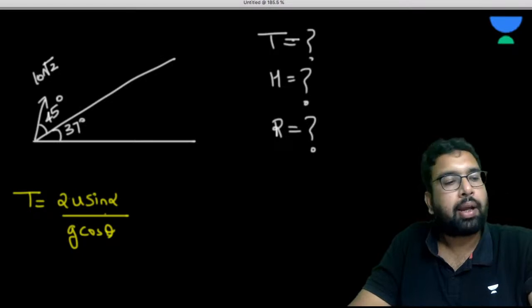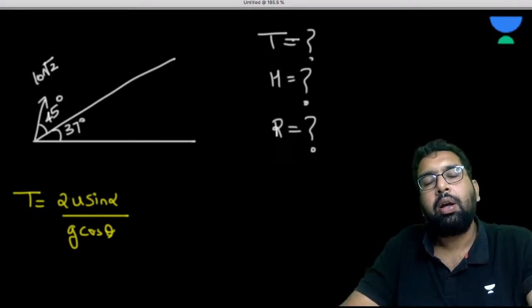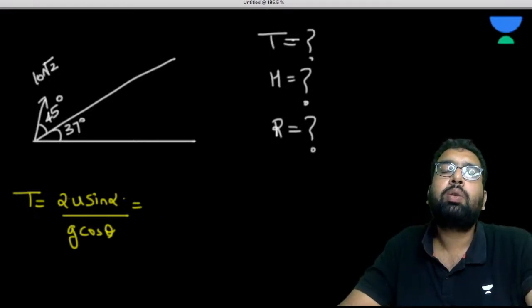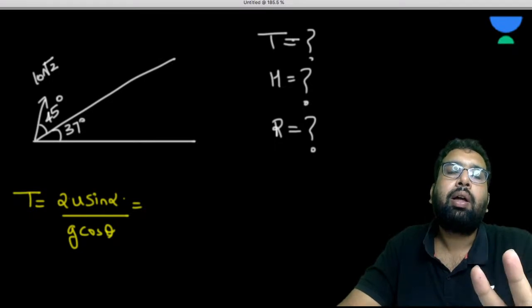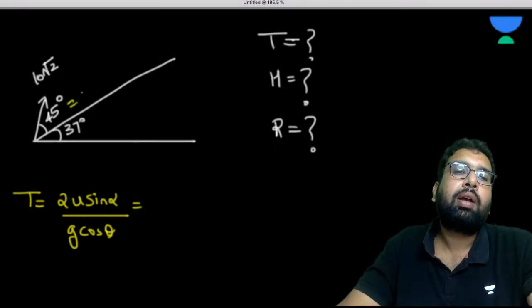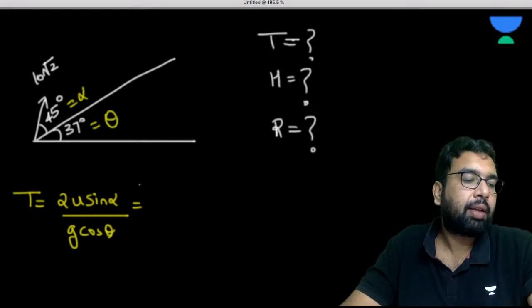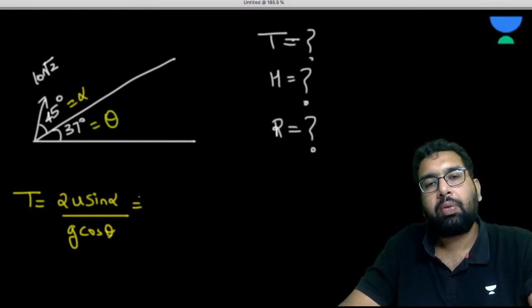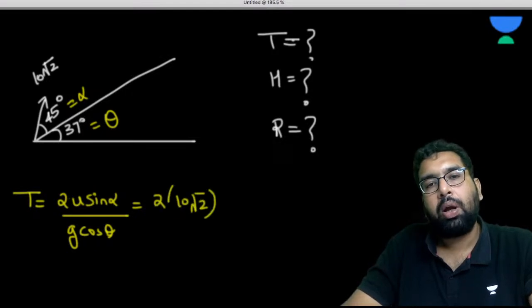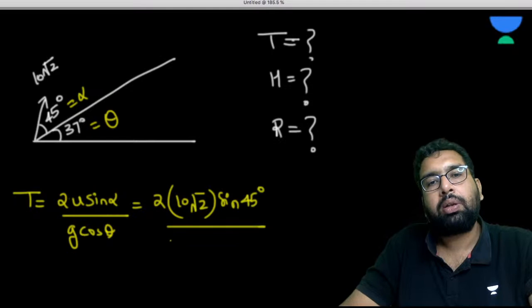So, 2u sine alpha upon g cos theta. Remember when you are remembering the formula, also remember what is alpha, what is theta. I have considered this as alpha and this is theta. I'll solve it. So this is going to be 2 into 10 root 2 into sine alpha, that is sine 45 degree, upon g, considering it as 10, and cos 37. So cos 37 is 4 by 5.